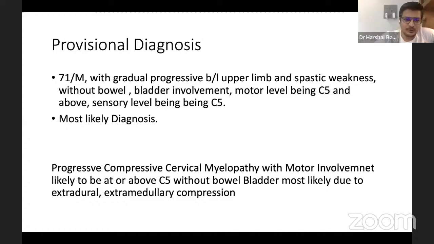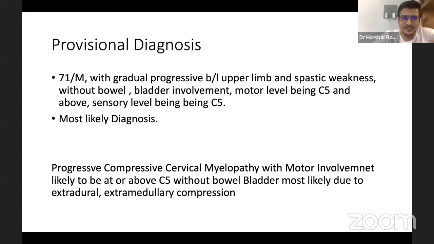Okay. And any point regarding bladder and bowel? Yes, sir. In a non-compressive myelopathy, the bowel bladder involvement will be much earlier compared to compressive myelopathy. Okay. Again, come again. In a non-compressive myelopathy, the bowel bladder will be early compared to compressive myelopathy.